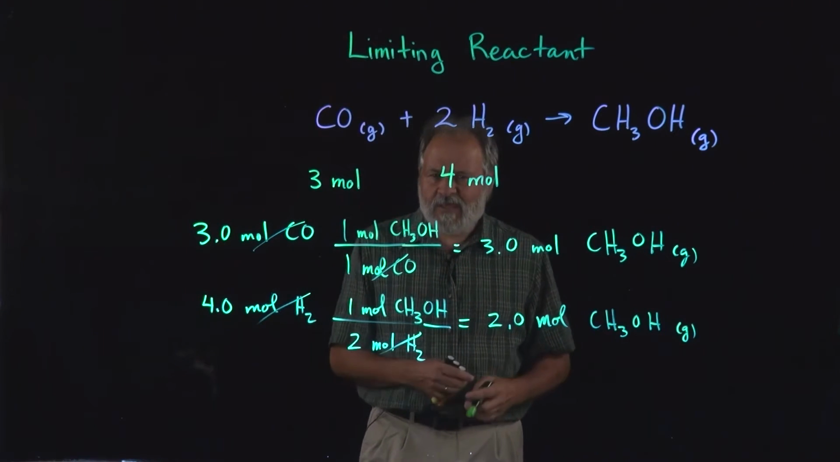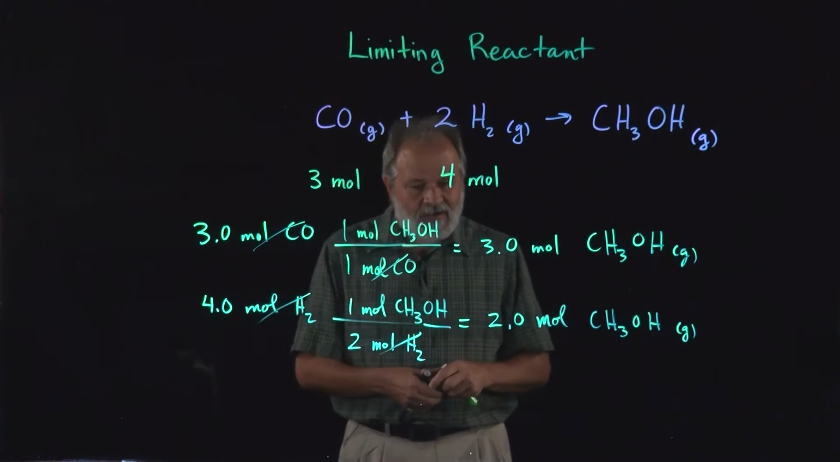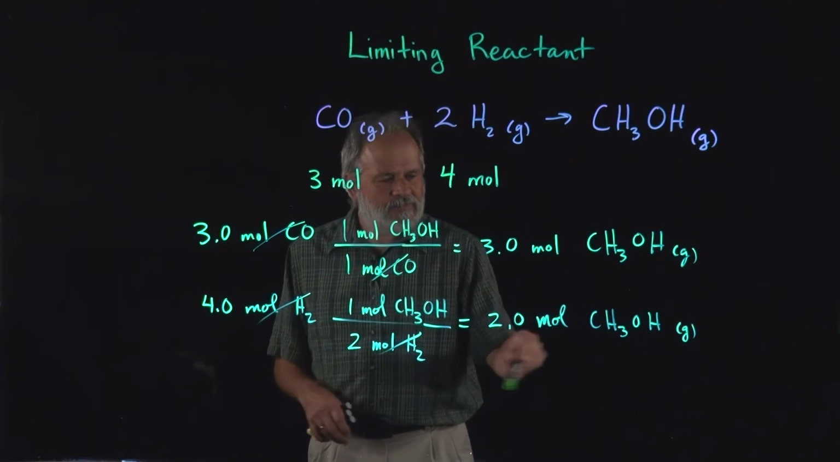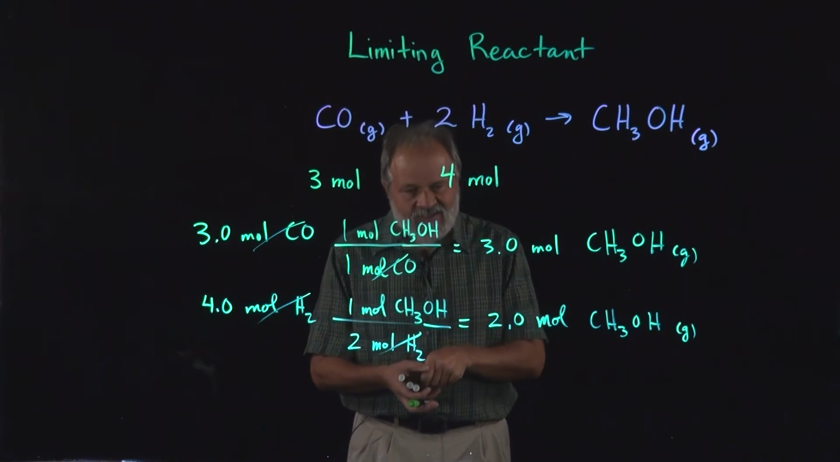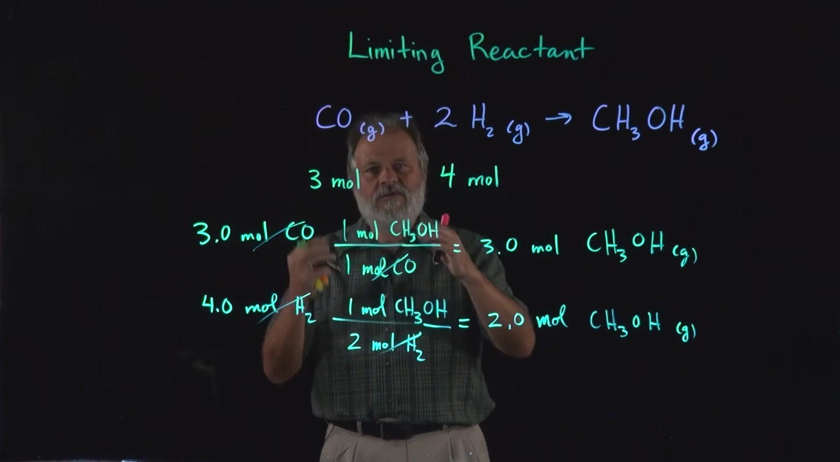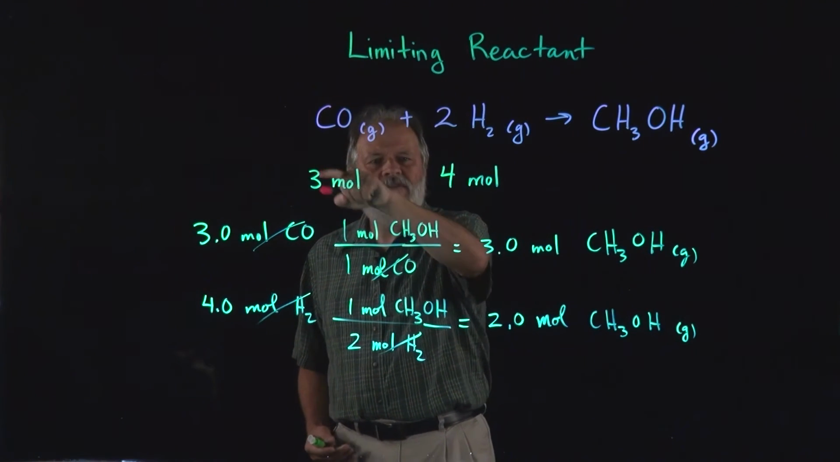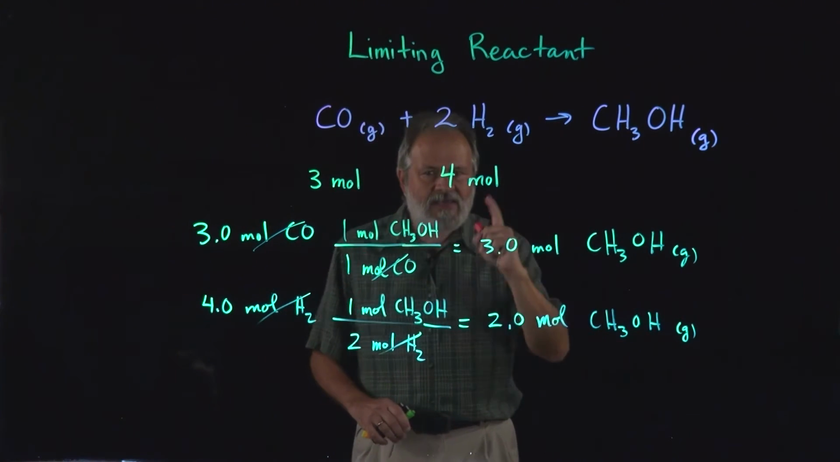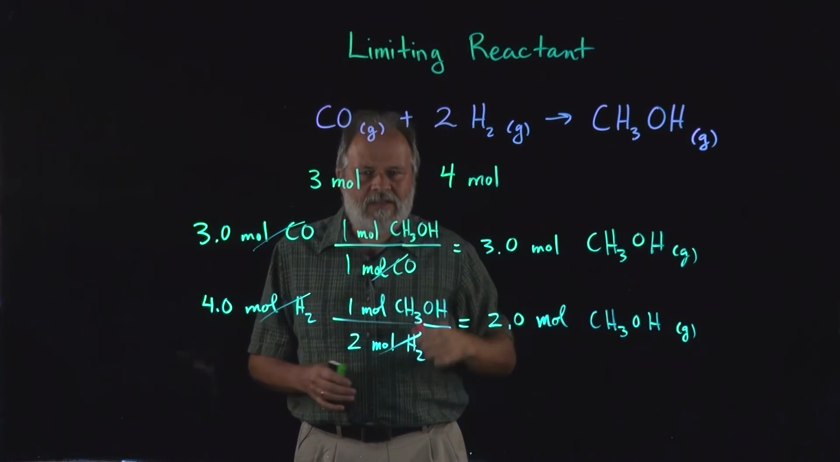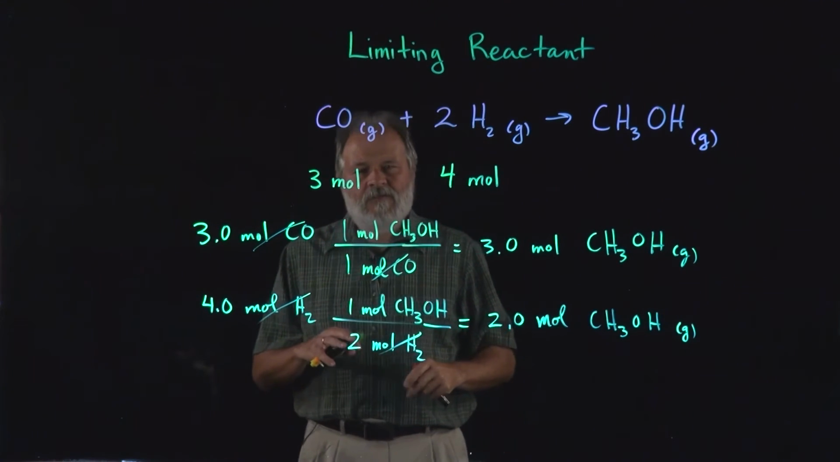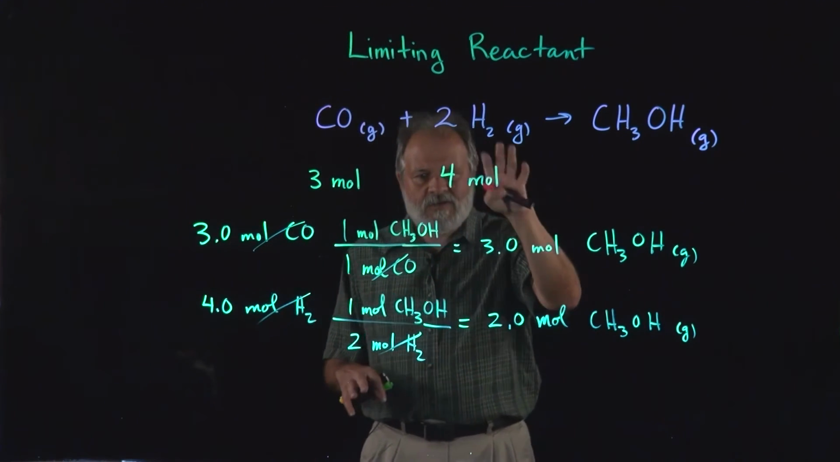Well, how many sandwiches can you make? Well, you can only make 2 sandwiches. All right, and so you take the smallest amount. Basically, we're given the amount of 2 reactants. That's the key that tells us we're having a limiting reactant problem. If you're given the amount of 1 reactant, we always assume there's enough of the other.